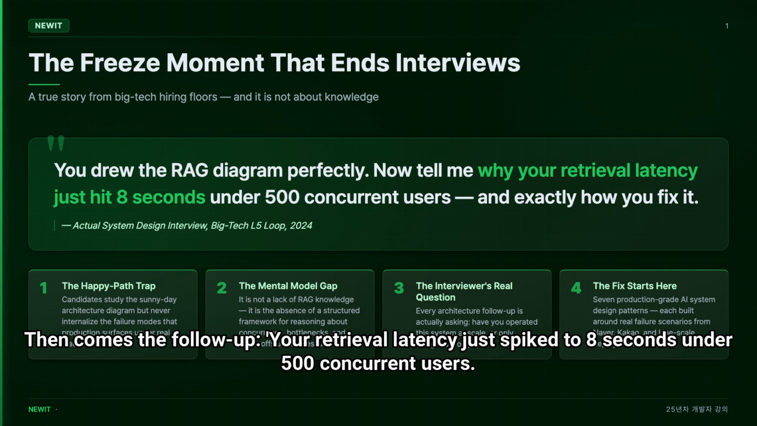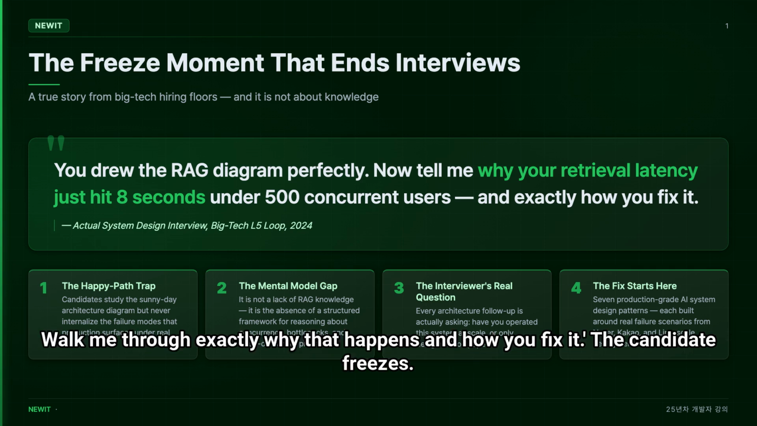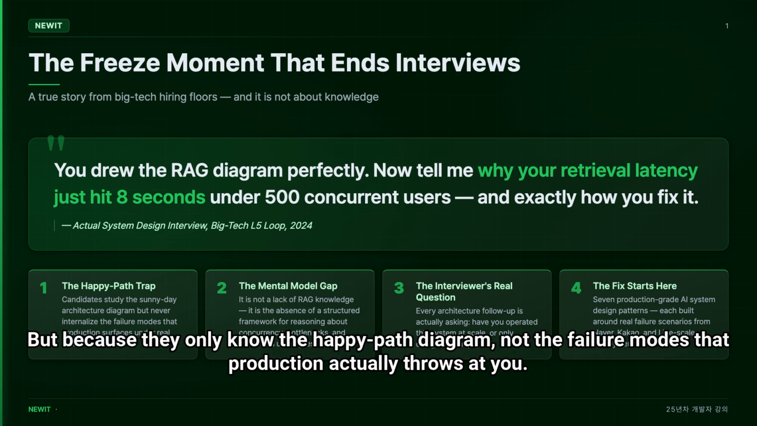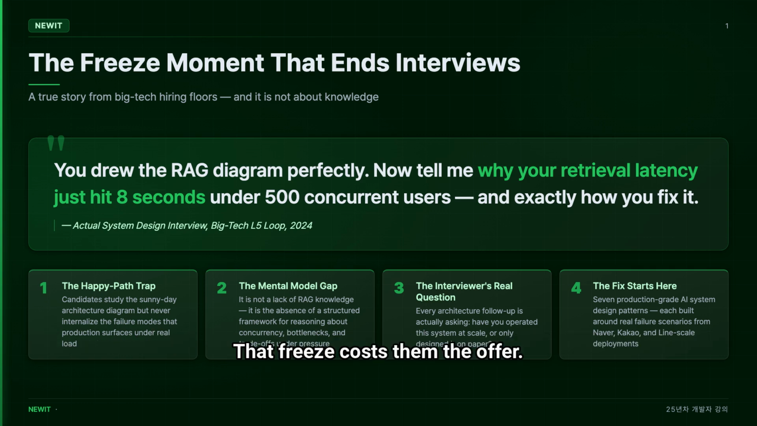Your retrieval latency just spiked to 8 seconds under 500 users. Walk me through exactly why that happens and how you fix it. The candidate freezes. Not because they don't know RAG, they've built one, but because they only know the happy path diagram, not the failure modes that production actually throws at you. That freeze costs them the offer.